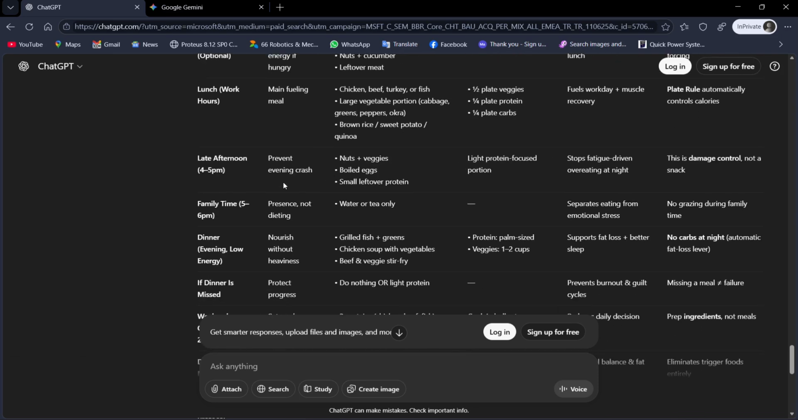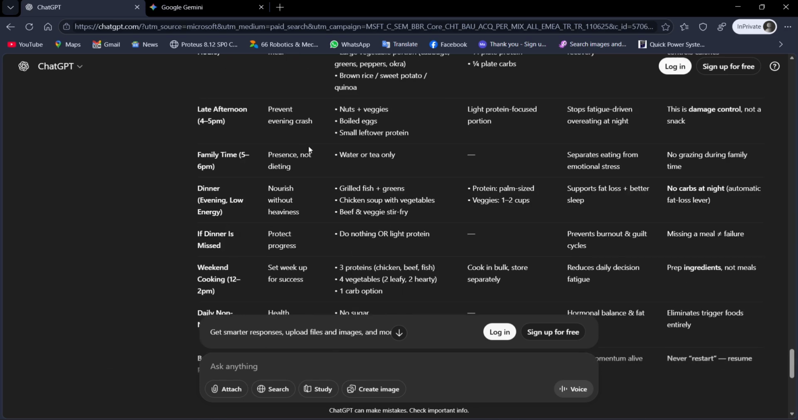Okay. Late afternoons, prevent the evening crash: nuts plus veggies, boiled eggs, small leftover protein, light protein-focused portion. It stops fatigue-driven overeating at night. This is damage control, not a snack. Then we have family time: presence, not dieting, water or tea only. Separate eating from emotional stress, no grazing during family time.